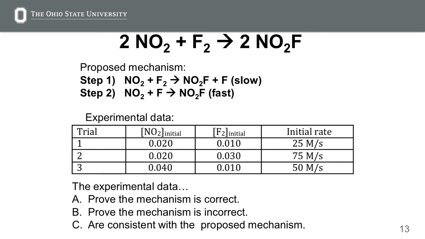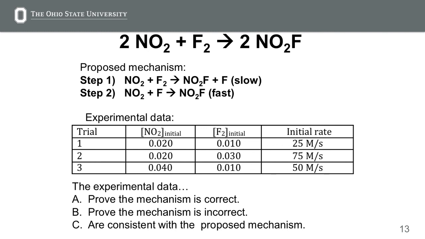We have some experimental data. This is an initial rate type reaction. So we have initial concentrations of NO2 and F2, and then the rates given associated with the concentrations of the reactants that are combined. And so which of these things can we say? The experimental data prove that the mechanism is correct, prove that the mechanism is incorrect, or are consistent with the proposed mechanism.